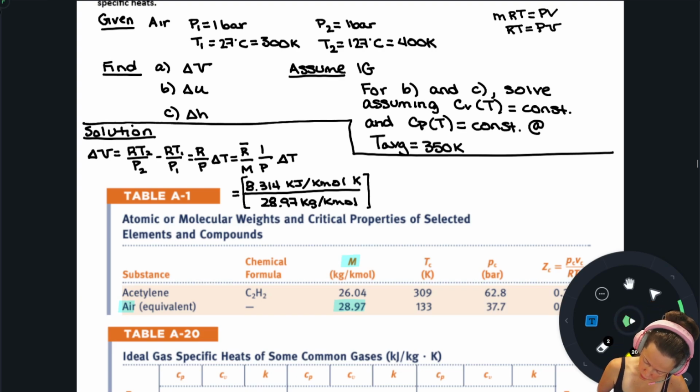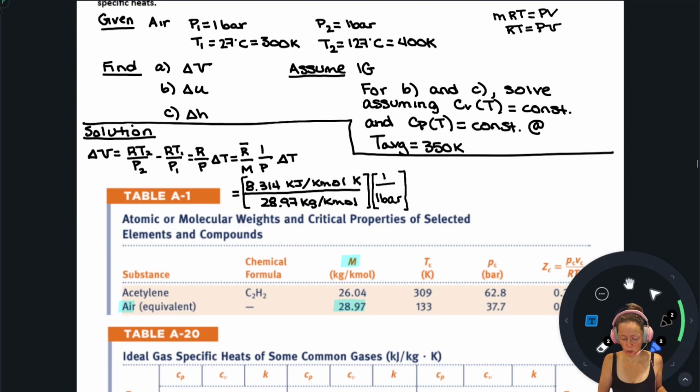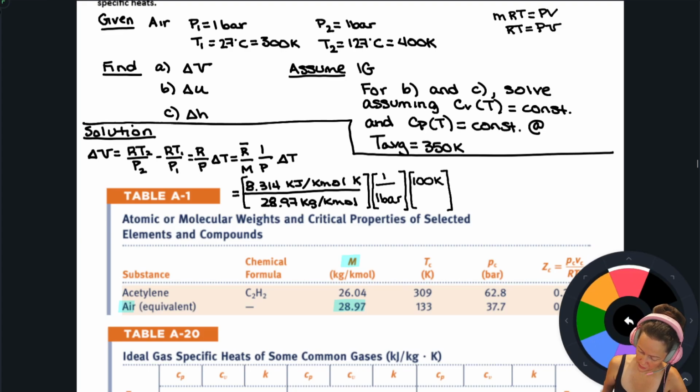Now I need to divide by my pressure. So 1 over 1 bar. And then my change in temperature is T2 minus T1, which you could see is just 100 Kelvin. I'm going to put that right there. A couple of things are going to cancel out. The Kelvin was on the bottom, the denominator of the first term, so this Kelvin is going to go away.